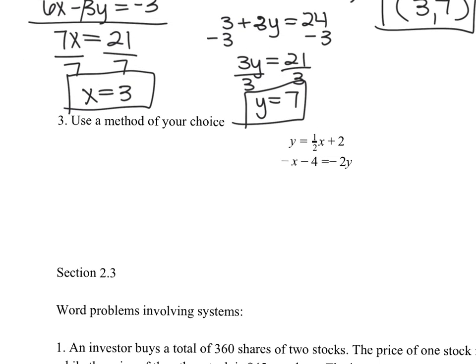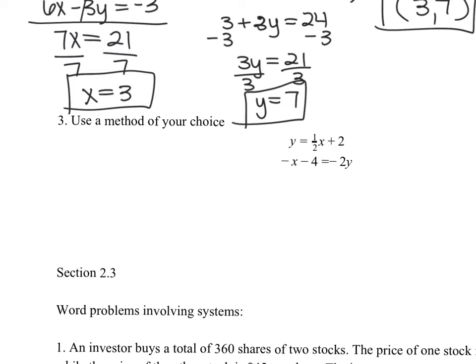So question 3, we get to use a method of our choice. We have y equals 1/2 x plus 2 and -x minus 4 equals -2y. So when it says you can use a method of your choice, it does mean substitution or elimination. It also means you could technically use graphing. So that is a method to solve. Now, I would not use elimination here. So if I'm going to use a method, it's going to be substitution or graphing.